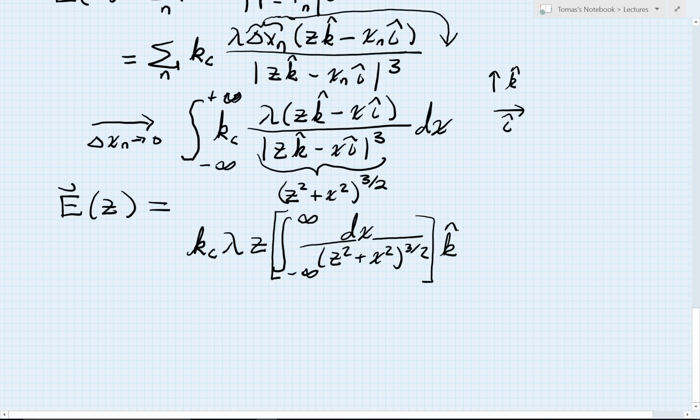So let's see, did we handle all of our factors? Yes, I can see I've handled the Coulomb's constant and the lambda and the denominator. I handled all of those. I also handled the z and the k hat. So I can circle that term as handled. I just have this one remaining term to deal with. So let's do that one.